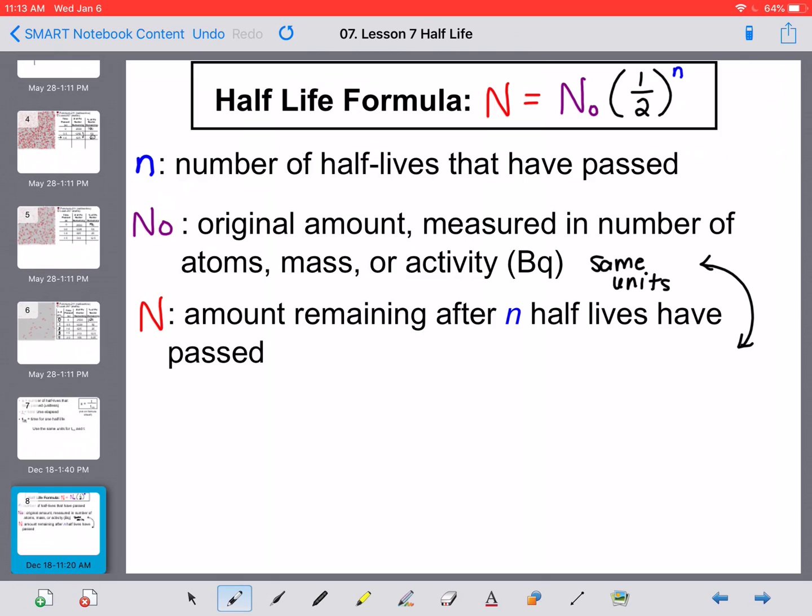Now here amount can be measured in different units. So sometimes it's measured in number of atoms, sometimes it's measured as a mass, so grams, kilograms, micrograms, or sometimes it's measured in something called activity, and we'll come back to what activity is later on in the lesson. And capital N, without the 0, is the amount remaining after lowercase n half-lives have passed.